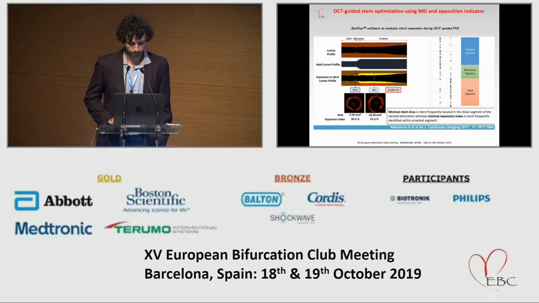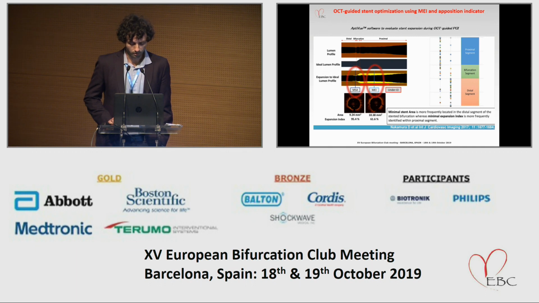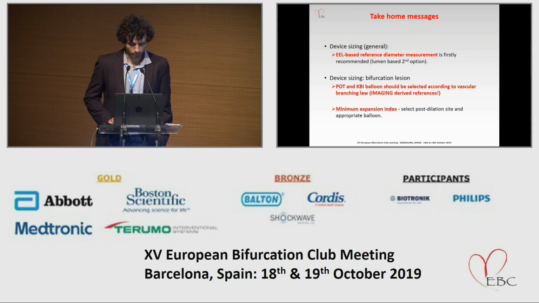So he advised that to obtain these rules, we need to use intravascular imaging and not angiography, especially for balloon and POT sizing. And lastly, we need to optimize our procedure, and we can identify the place where to do that. Using conventional methodology is not sufficient because a bifurcation does not have tapering like a normal vessel. It has a step down. So they proposed a new index called the minimal expansion index, which can identify a region where we need to do post-dilatation, and it's much more frequent in the proximal main vessel than at the area of minimal stent area, most frequently found in the distal main vessel. So these were the take-home messages from Dr. Murasato.